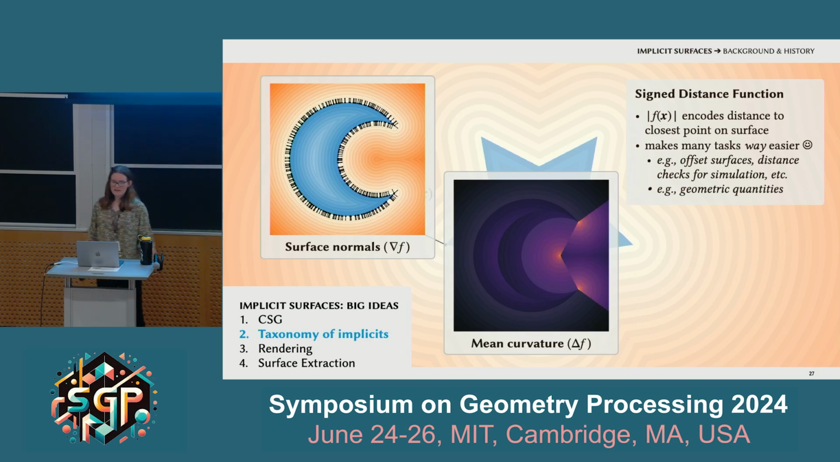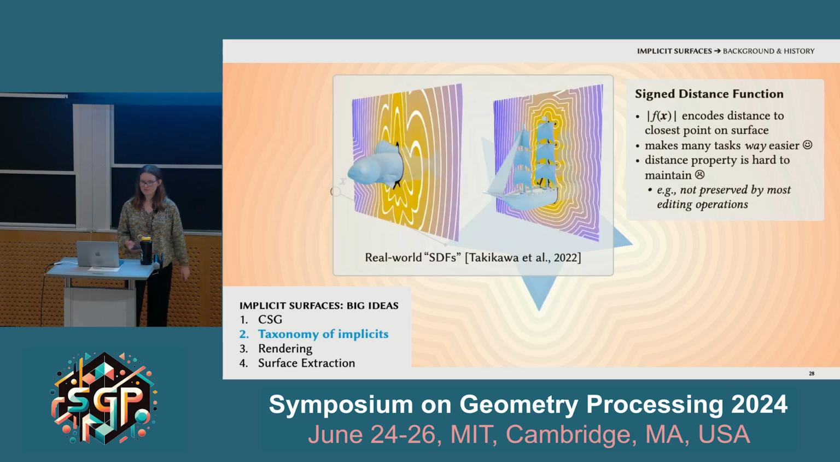And also, SDFs make formulating many geometric quantities easy. There are some that come naturally from this function. For example, the surface normals are just the gradient of the SDF, since it's eikonal. And the mean curvature at the surface can be derived by taking the Laplacian of the SDF.